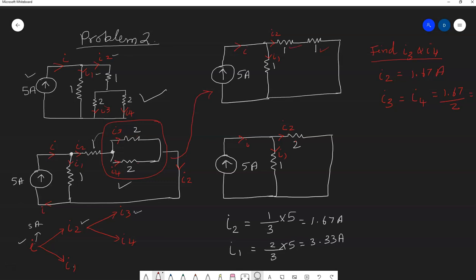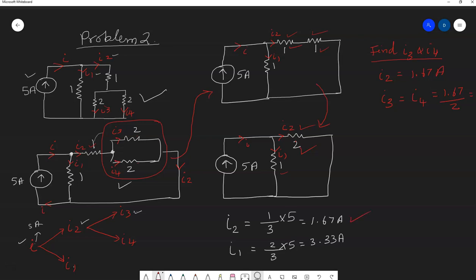You will have 1 ohm, which is this 1 ohm, and the equivalent of this and 1 more ohm. The next step is again to start reducing. These 1 ohm and 1 ohm are in series, so that gives me 2 ohms here. Now you have a simple circuit with only 2 branches, so you know how to find the current. The current I2 is the other resistor divided by the total resistance times the input current, which is 1.67 amps.